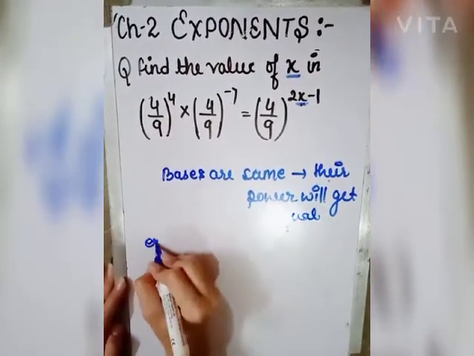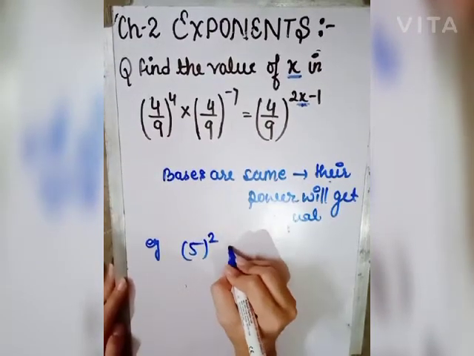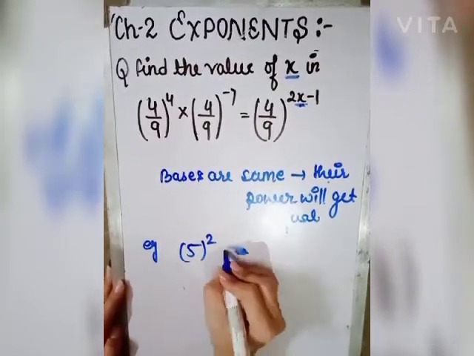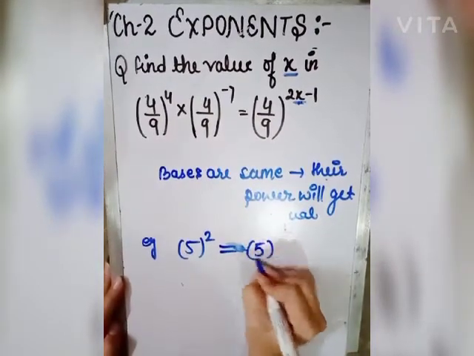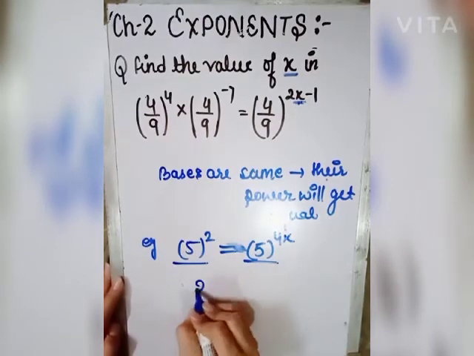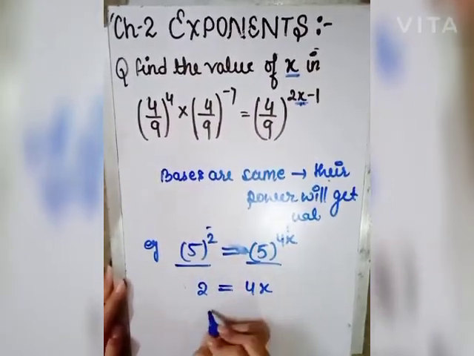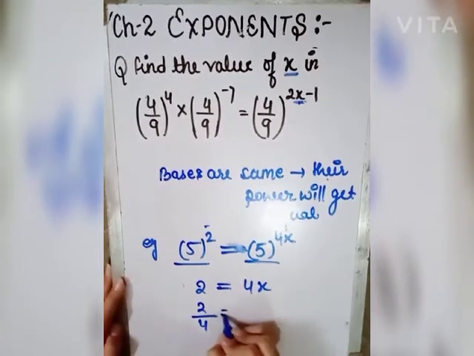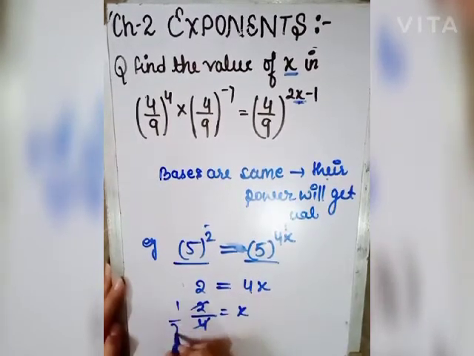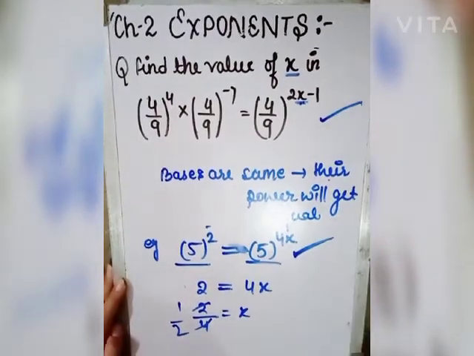For example, we have 5 raised to the power 2 is equal to 5 raised to the power 4x. So here the bases are equal, so we can write it like this. Our powers will get equal, and from here we can find the value of x. So we have to just follow this concept here also.